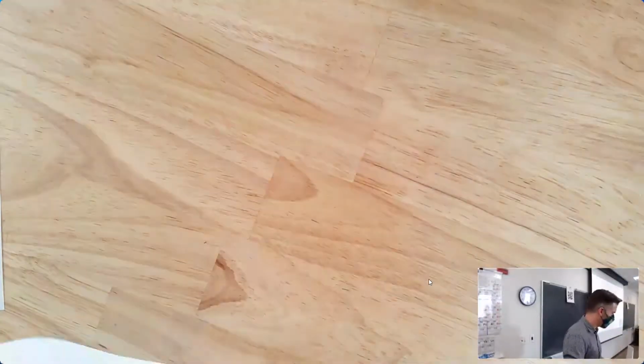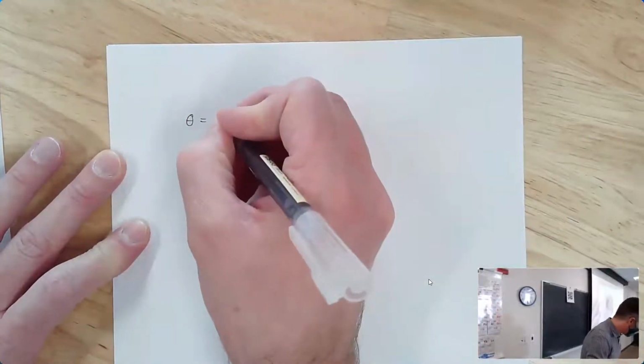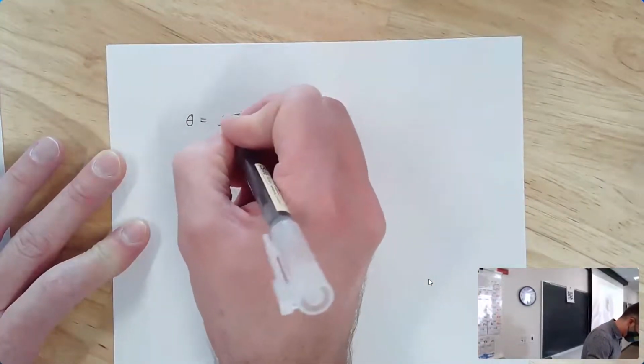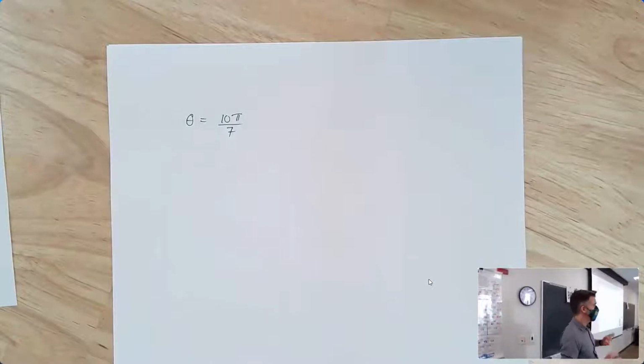Okay, so let's say our angle was theta equal to 10 pi over 7. Now, I want to be exceptionally clear here. The reference angle is not pi over 7. That nice trick only works for the special angles we have seen on the unit circle. This angle is going to have a totally different reference angle. That's fine.